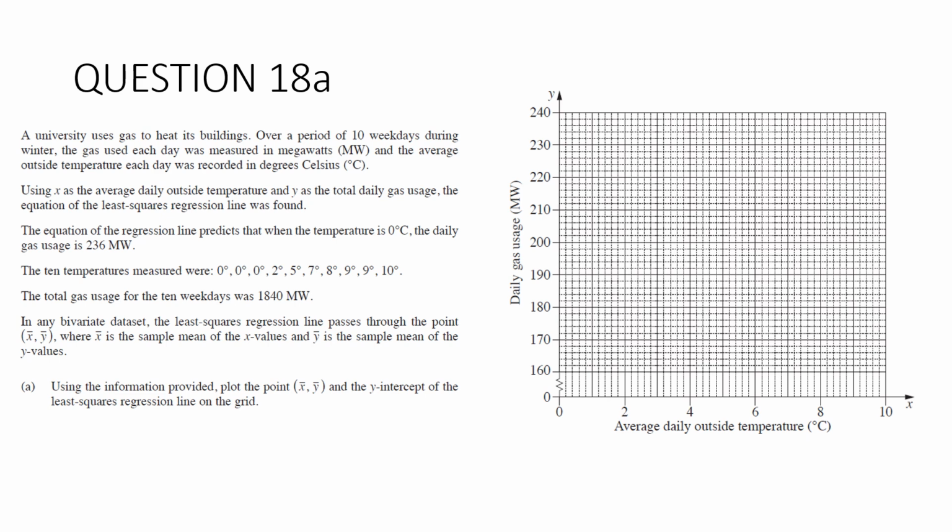The equation of the regression line predicts that when the temperature is 0 degrees, the daily gas usage is 236 megawatts. The 10 temperatures are here. The total gas usage for the 10 days is 1840 megawatts. In any bivariate data set, the least squares regression line passes through the mean point. So x bar is the sample mean of the x values, y bar is the sample mean of the y values. Using the information provided, plot the point x bar, y bar, and the y-intercept of the least squares regression line on the grid.